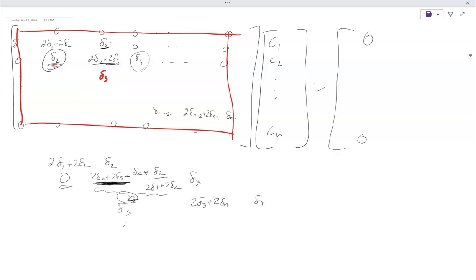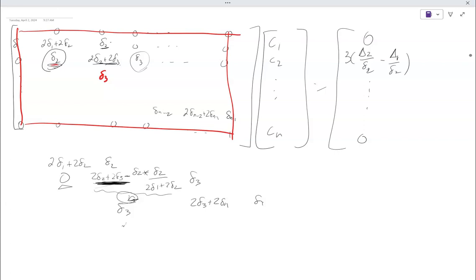A 0 here and a 0 there, and then it was 3 times ratios of consecutive deltas, right? So capital delta 2 over little delta 2, and then minus capital delta 1 over little delta 1, and so on down the line.